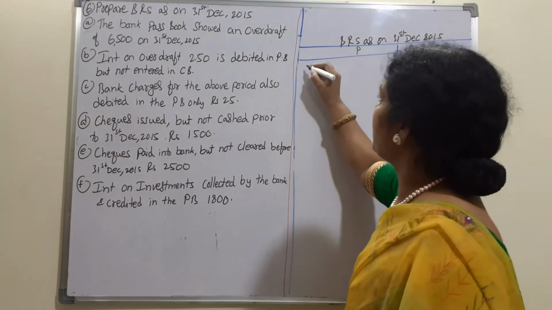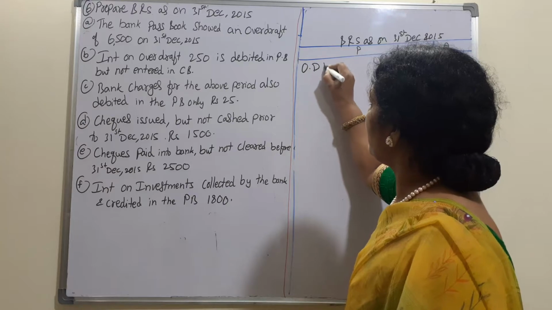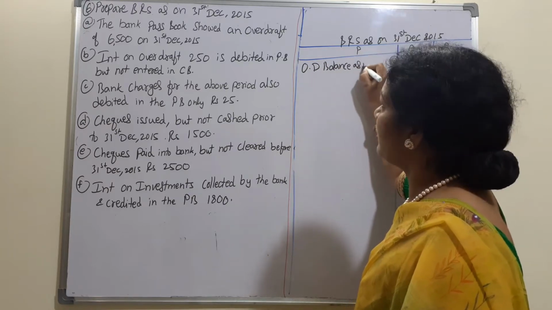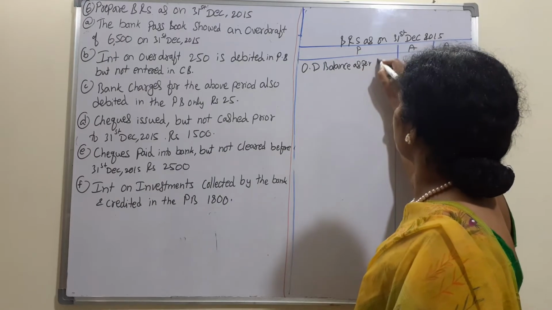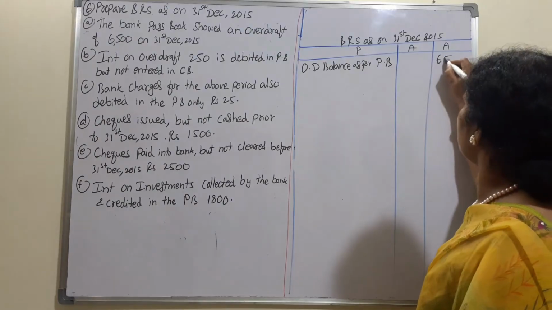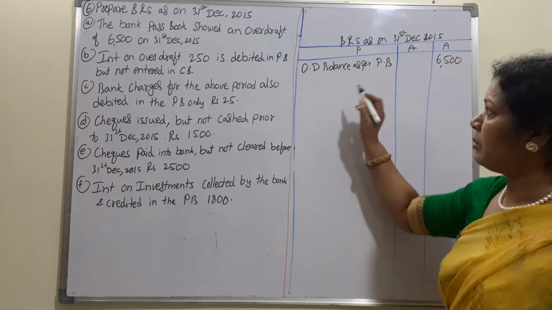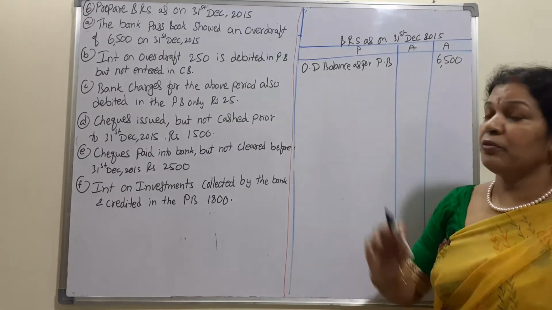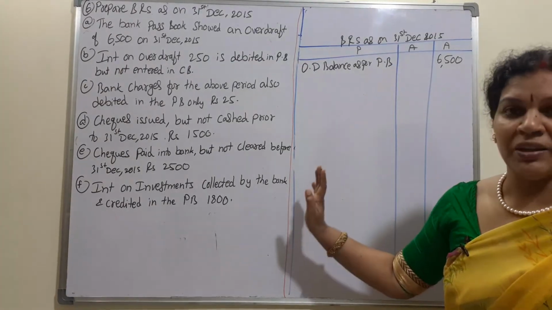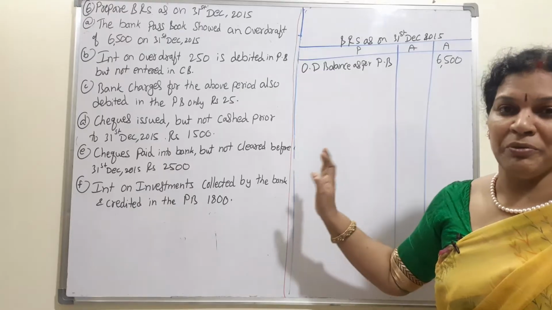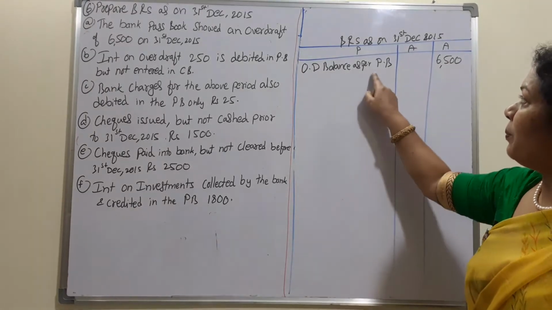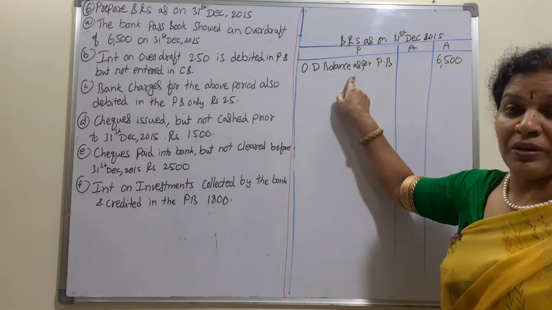Overdraft balance as per passbook, how much is it? 6,500. Remember, always write it in full form. Overdraft balance as per passbook. I have less place, that is why I am using abbreviations, short forms. Okay, you write it in full form. Now the passbook value is given as overdraft.